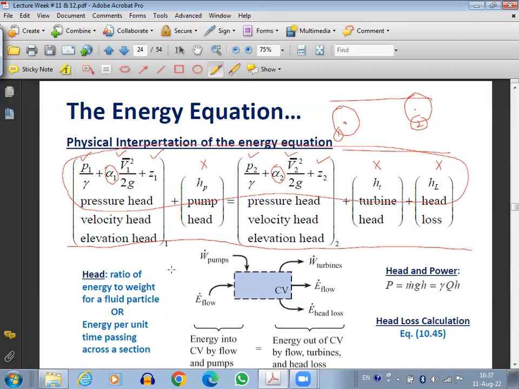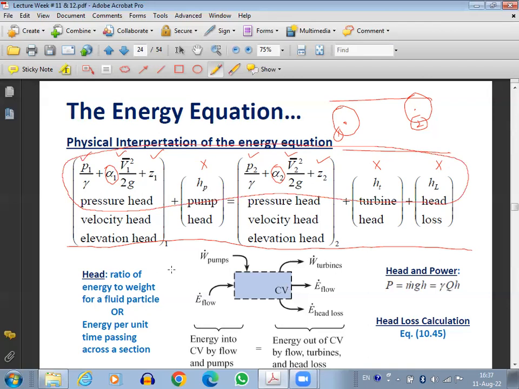So conceptually, what could be asked in the exam? You could be asked, what is head loss? Define head loss. Head loss is basically the losses in the fluid because of the viscous effects. This will be the answer. What is head loss? Head loss is basically the losses in the fluid because of the viscous effects. Okay, what is turbine head?